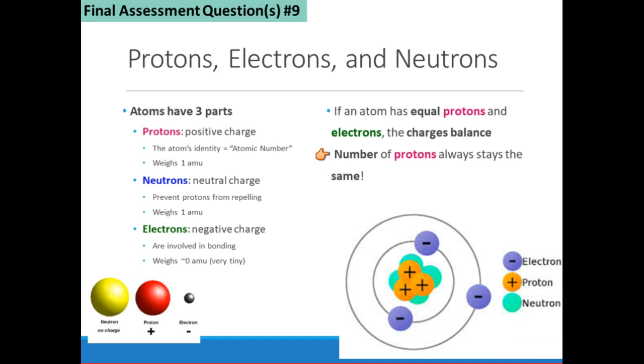Would you say Jimmy Neutron is positive? Should his name be Jimmy Proton? Yeah, doesn't sound quite as right.